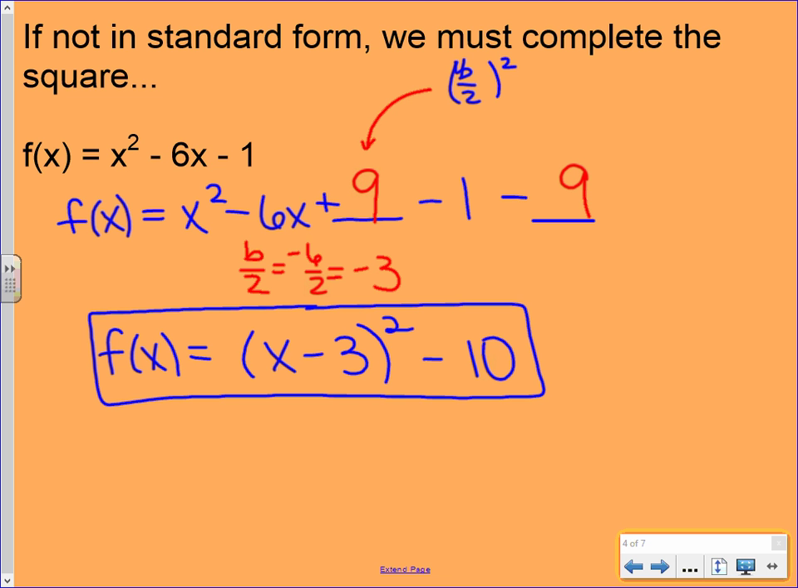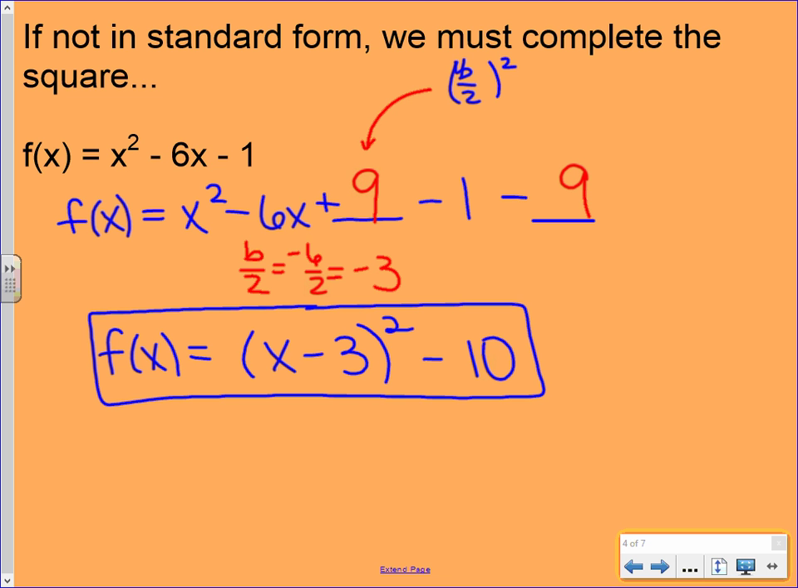So let's talk through what we just did. We added and subtracted the same number. That way we didn't change the value of our equation. We took this number b, cut it in half, and then squared it to go here. By doing that, we created a trinomial that would factor to be a perfect square. So this factors to x minus 3 times x minus 3, so we write it like this. And then we combined our negative 1 and negative 9.